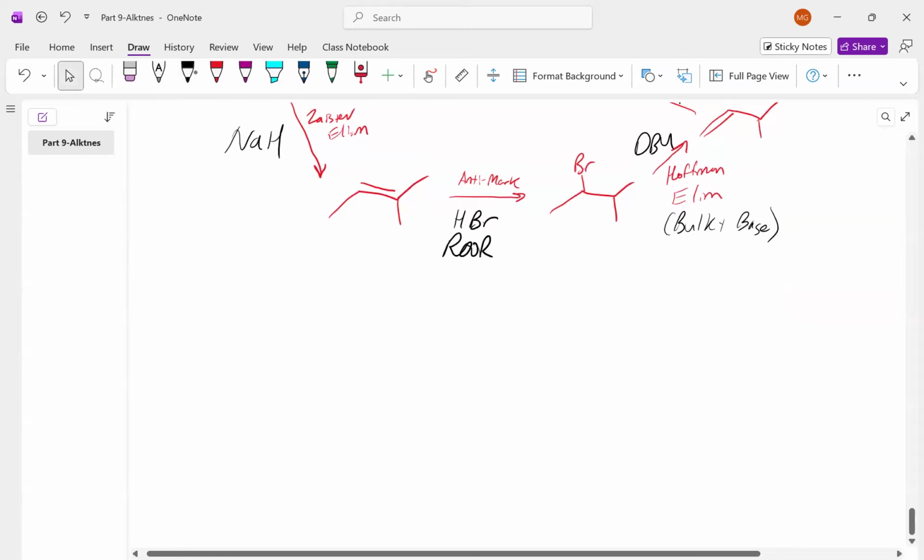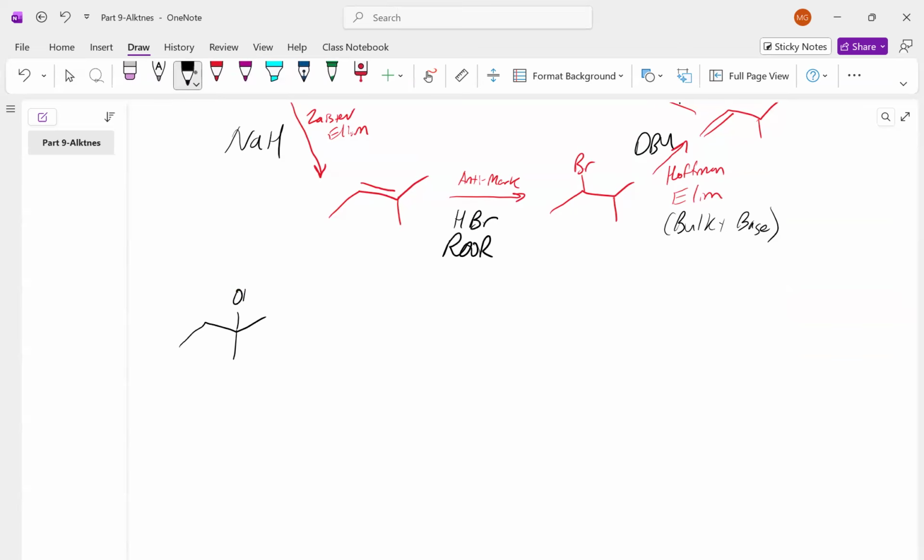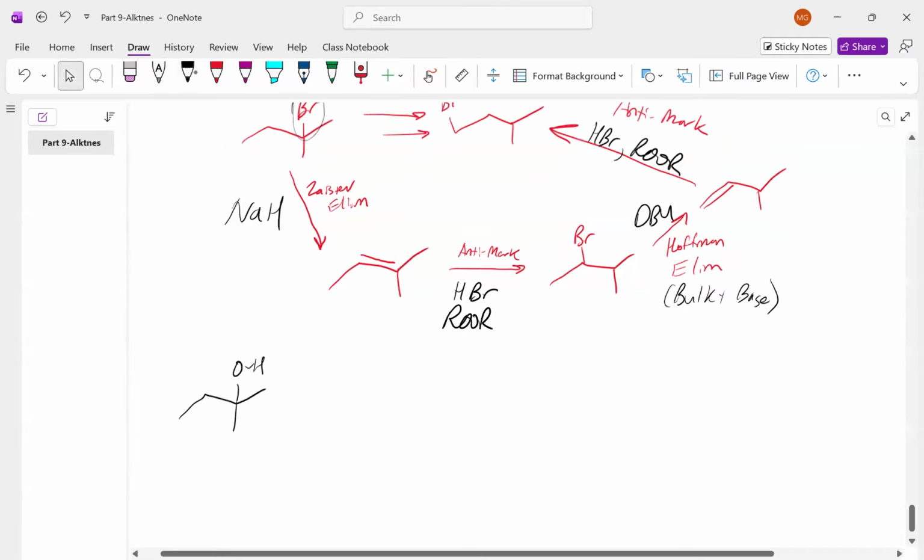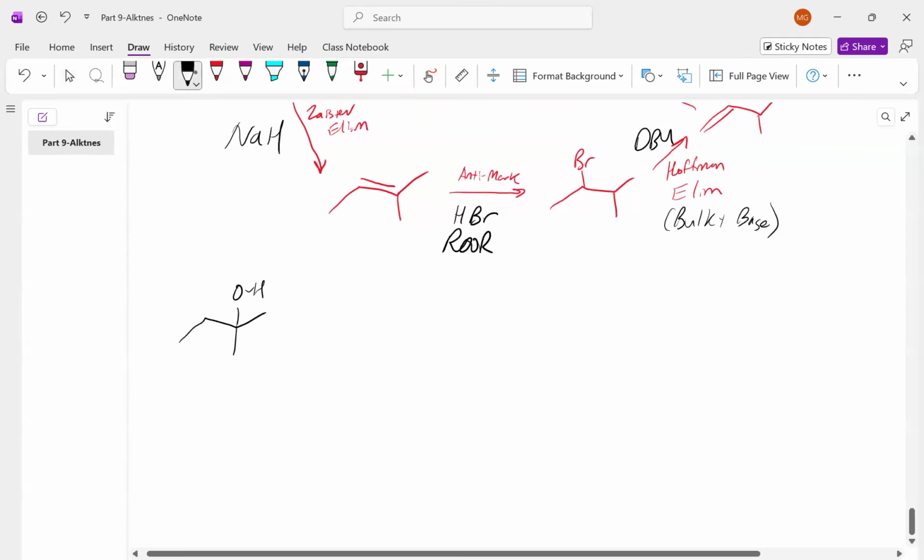All right, let's do one more example of this. All right, so alcohols, when you're starting with an alcohol, they get very tricky. And here's why. If I want to eliminate that alcohol, if I do the same exact thing I did up here and add a strong base, what is that going to do?